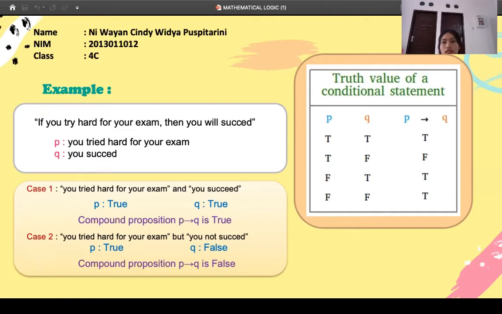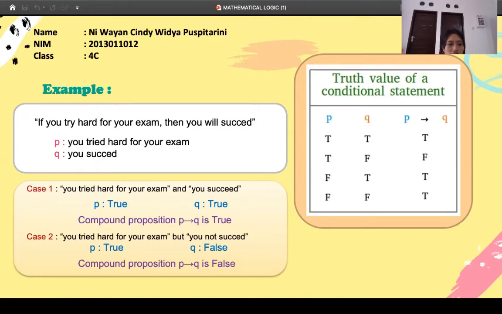From this sentence, we have some cases. Case number 1, you tried hard for your exam and you succeed. We know from case number 1, P is true and Q is true. Now we must remember again the truth value of conditional statement. When P is true, Q is true, then P implies Q is true. So compound proposition P implies Q is true.